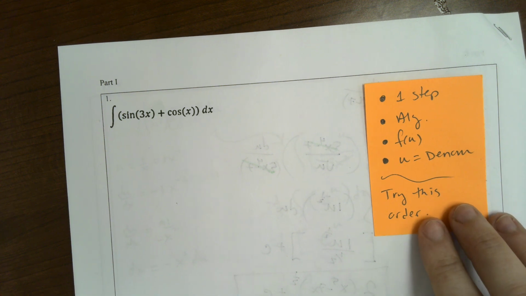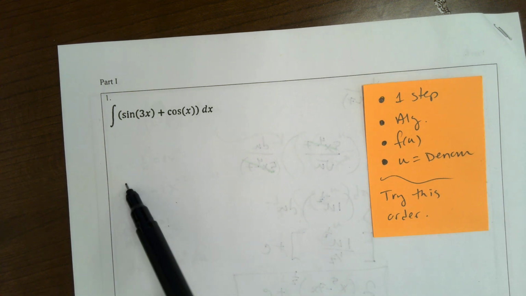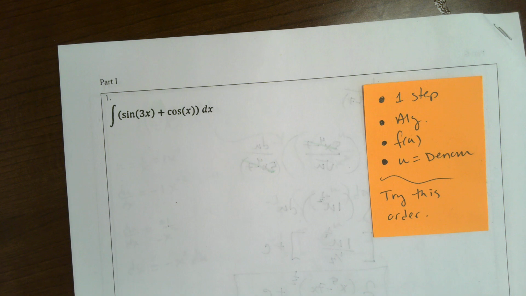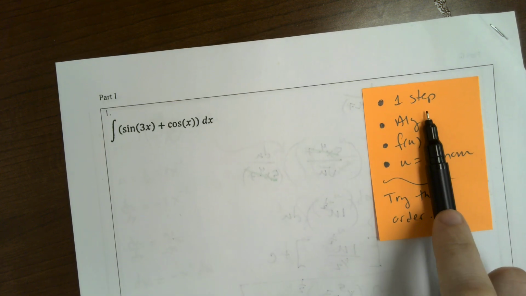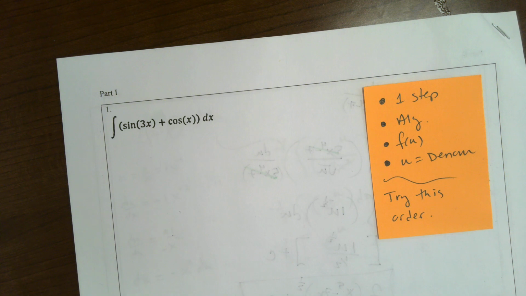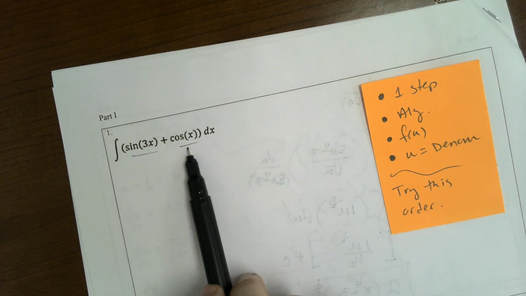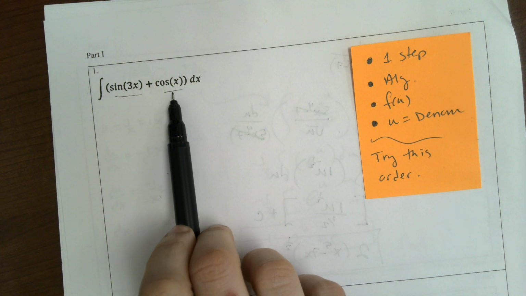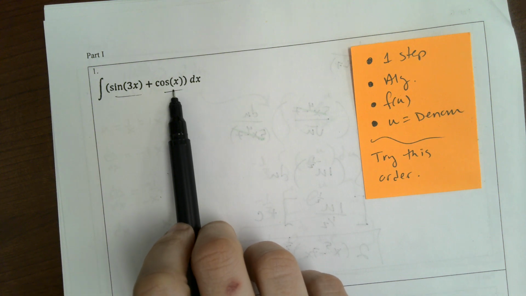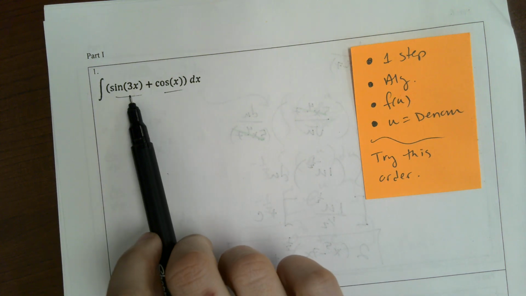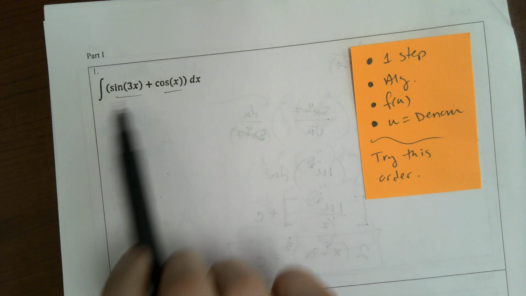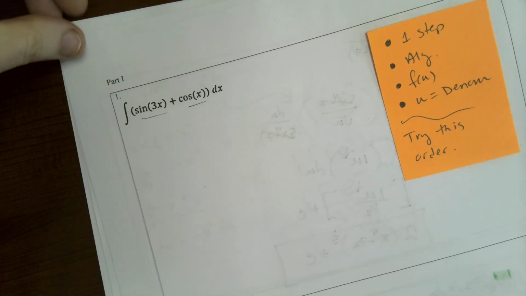Okay, so here's part I. So we're doing this antiderivative. There are two terms. And you always ask if you're dealing with a one step first. So I look at these two terms and I see that the antiderivative of this is a one step. Okay, but the antiderivative of this is not. So you have to split it up.